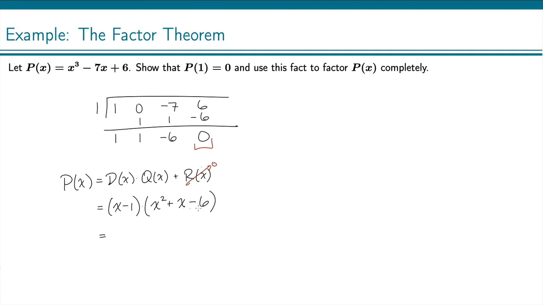I've got this quadratic that I can factor. So that is going to be x plus 3 times x minus 2. And now, just by finding 1, 0, by doing a quick synthetic division, I was able to factor this polynomial completely. There's the factored form of that polynomial.